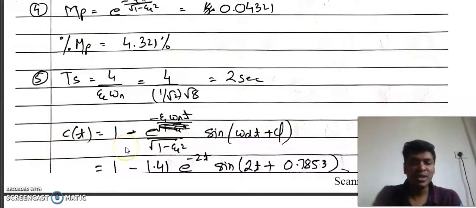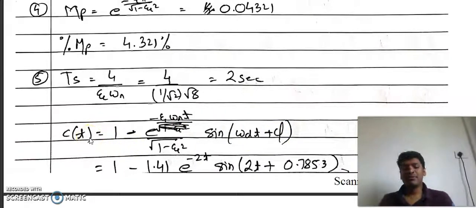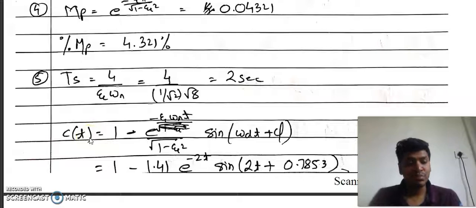We have derived this equation, that is c of t is equal to 1 minus e raised to minus zeta omega n t divided by root of 1 minus zeta square into sine of omega d t plus phi. So we know the value of zeta, omega n, omega d, as well as phi. So finally, if someone asks you what is the response of the second order system, just write this formula and substitute the values.